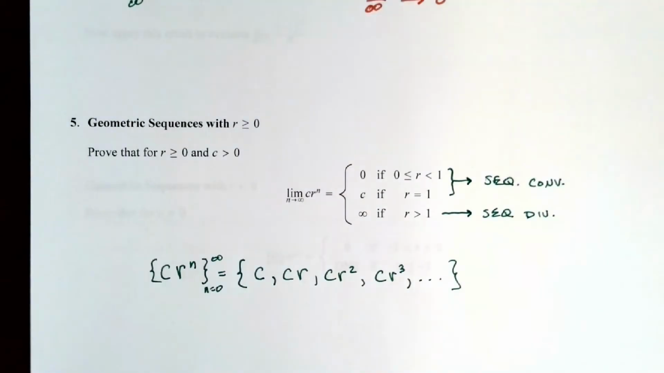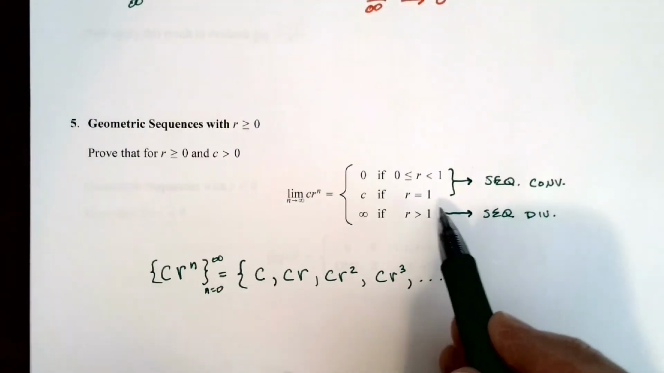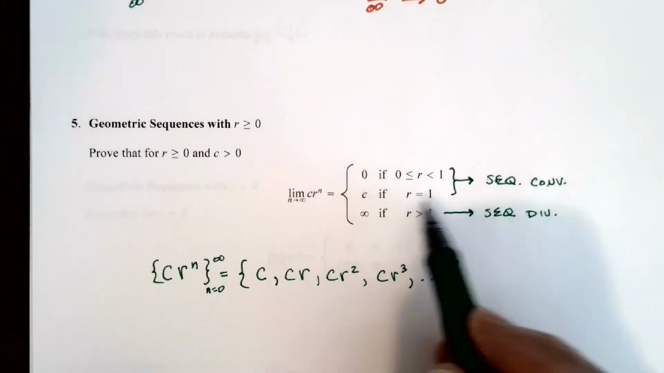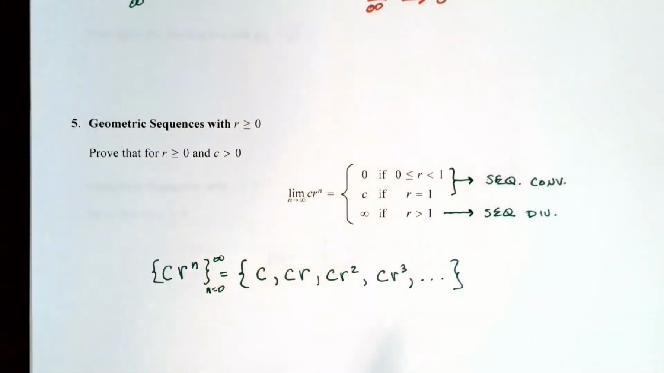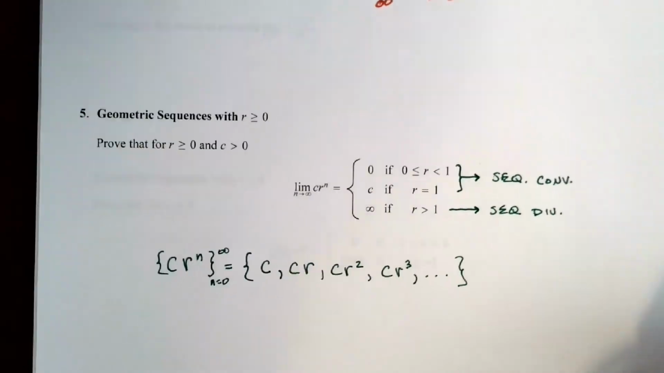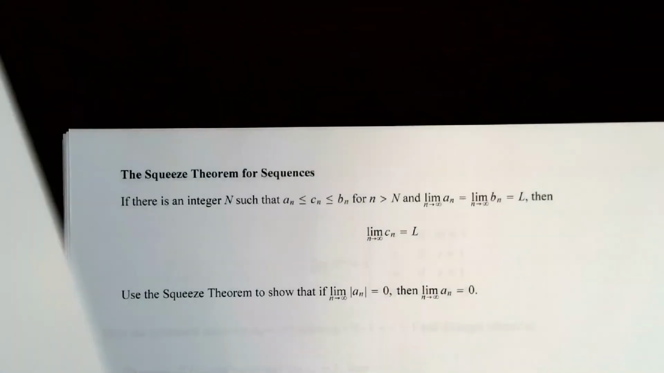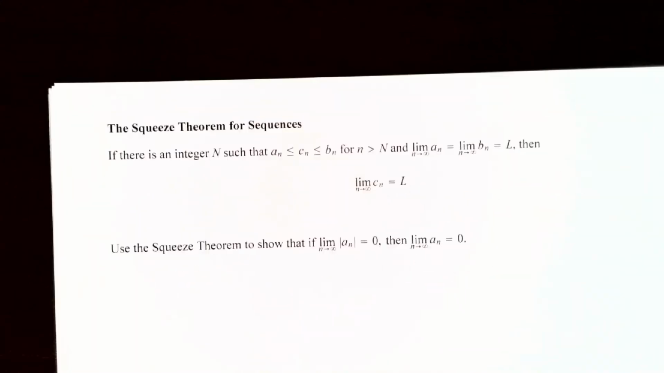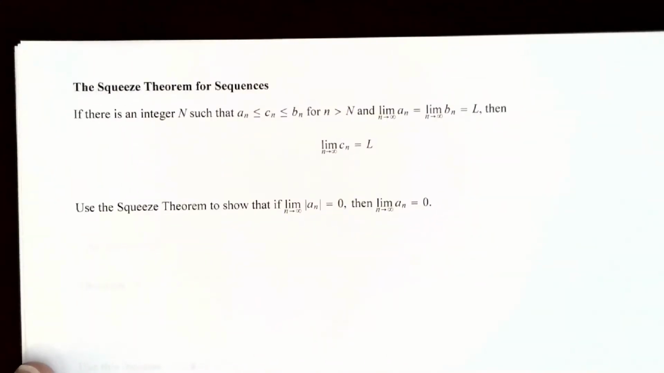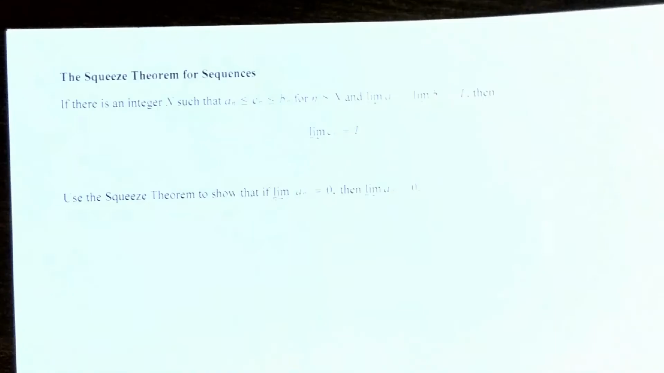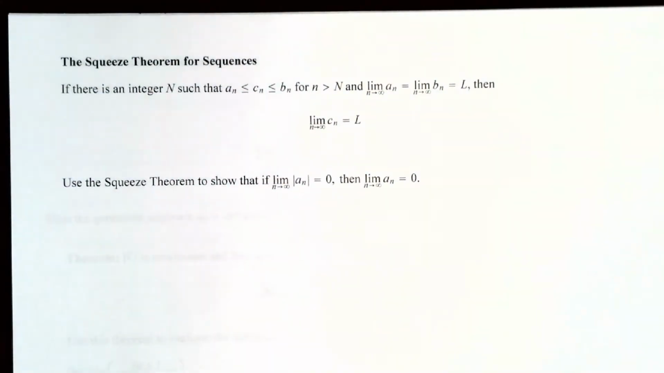Okay, so if r is non-negative, we know the sequence is convergent for r between 0 and 1 inclusive, and then divergent for r greater than 1. And that's an important thing to remember. Now, before we look at values of r in the geometric sequence that are negative, I want to take a look at the squeeze theorem for sequences.